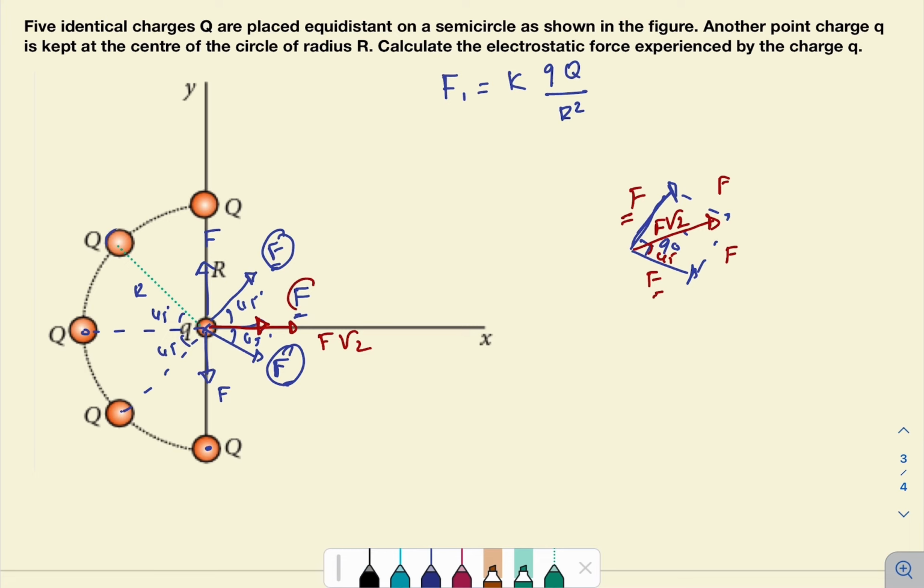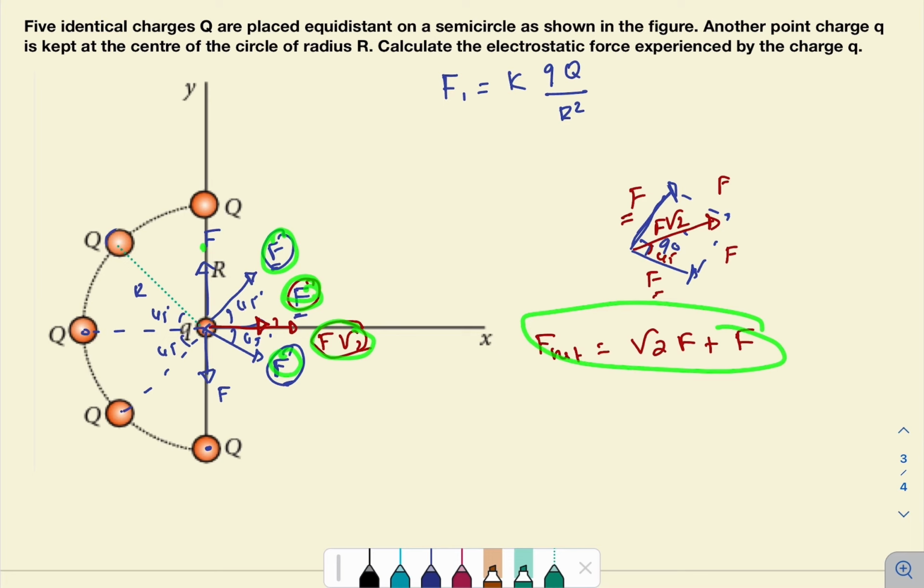So here I have F root 2 and F. What is the angle between them? 0 degrees. Then the net force is root 2 F plus F. The resultant of these forces is F root 2, and one more force is already there, so both add up. What about the other two forces? These two forces cancel each other.